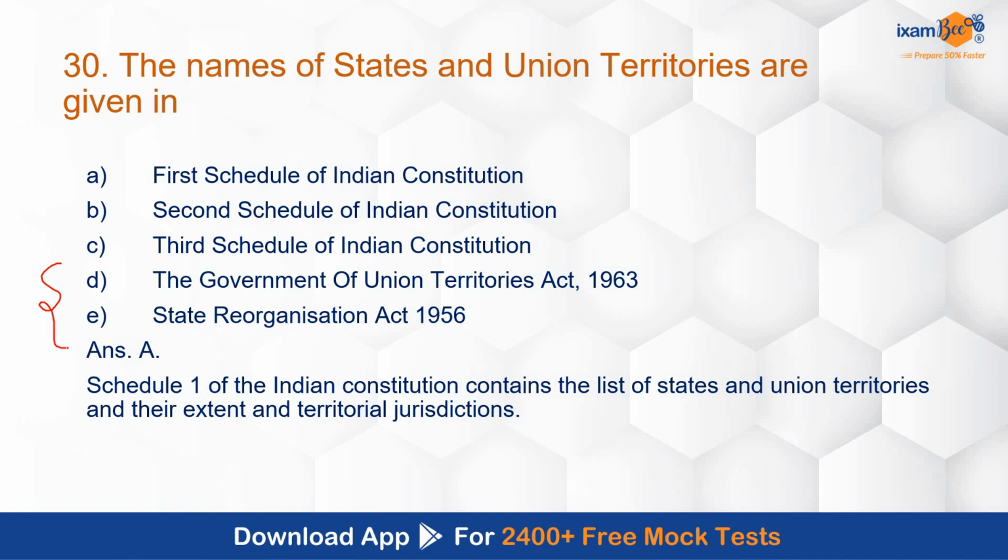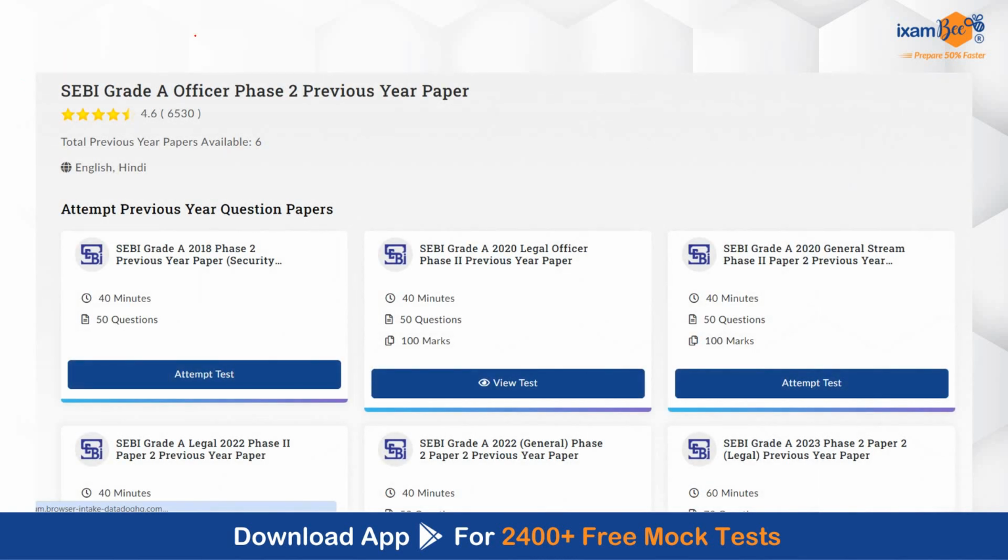So there were 9 questions. These are all the questions from Constitution that have come over the past 3 years. I hope this gives you an idea what are the important areas from which you can expect questions. You will have to read every part thoroughly that is mentioned in the syllabus. If you want to download the previous year papers, you can visit our website. There you will find the previous year papers of phase 1, phase 2 both, and you can easily download them, you can attempt them and check your score.